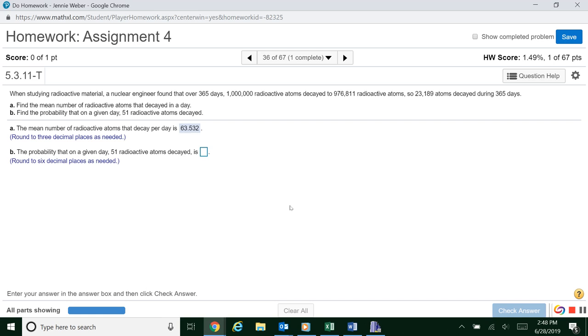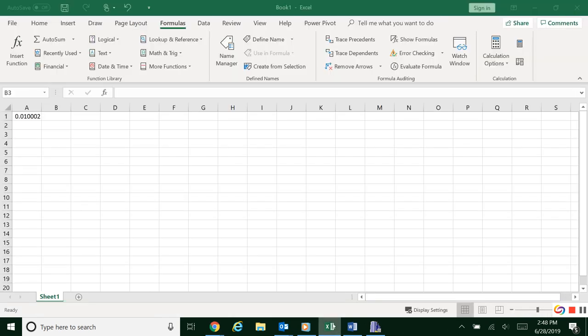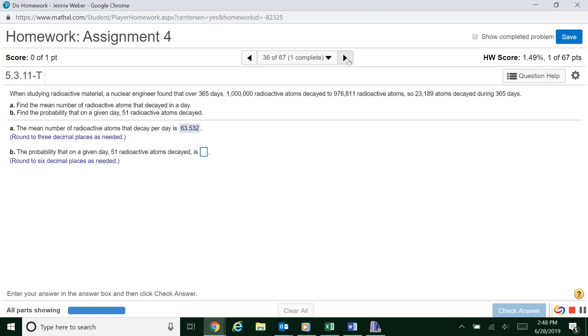Then we want to find the probability that on a given day 51 atoms decayed. Okay. So this is a Poisson. The reason it's a Poisson is because it's over time. As soon as you see time involved, that's a hint with these discrete. So binomial is a discrete, but a Poisson is a specific discrete one where it's day by day, something like 1, 2, 3. There's not a continuous scale where you have time involved.